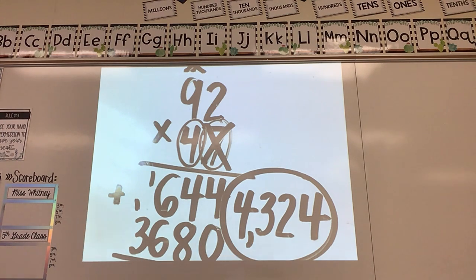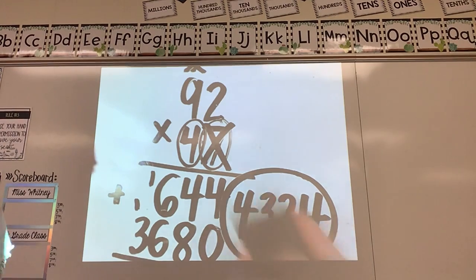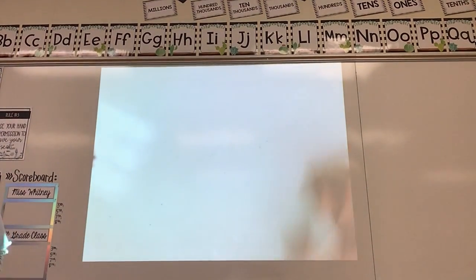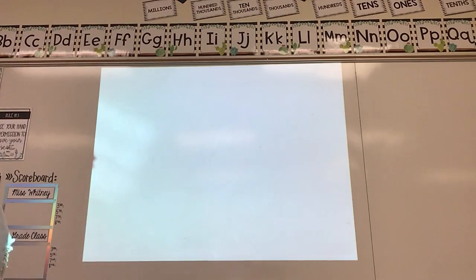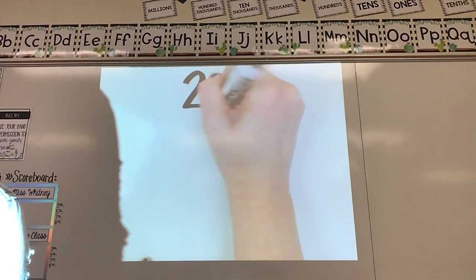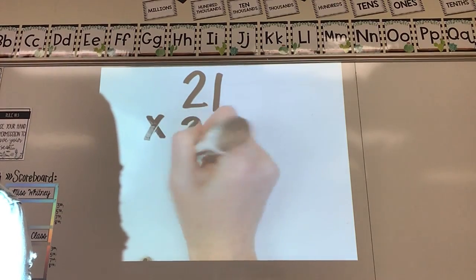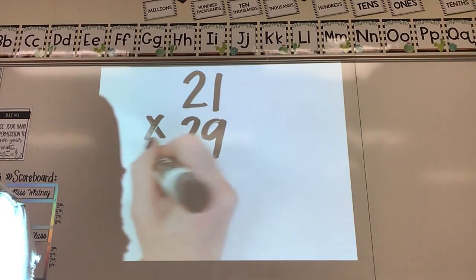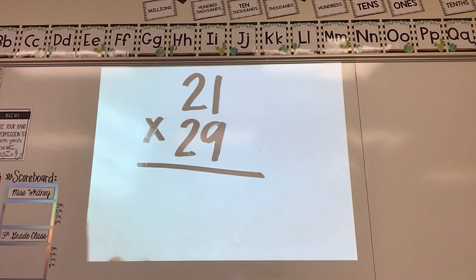Remember, even if you did the box method, you should have still gotten this. If you didn't, try it again and see if you can get that answer. All right, let's do one more to make sure you got it. So find one more spot on your paper that you can work this out. 21 times 29. Pause and solve.